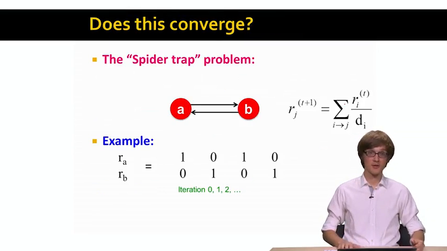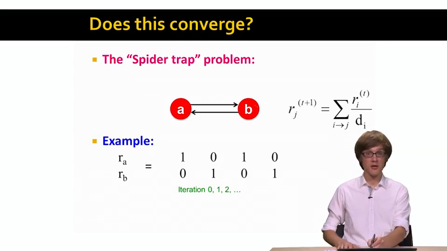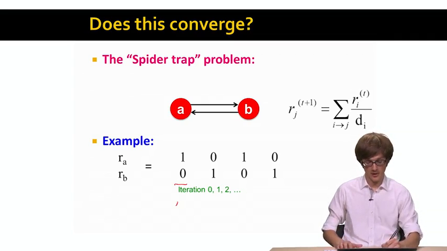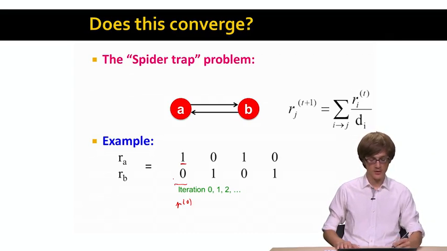So here is the first question, does this converge? Imagine a very simple graph, only two nodes, where node A points to node B, and B points back to A. And now imagine we want to run our power iteration. As I showed in the last slide, the PageRank vector is unique, and the stationary distribution will always be reached regardless of how we initialize our initial vector. So imagine we initialize R at time 0 to have value 1 on coordinate A and value 0 on coordinate B.